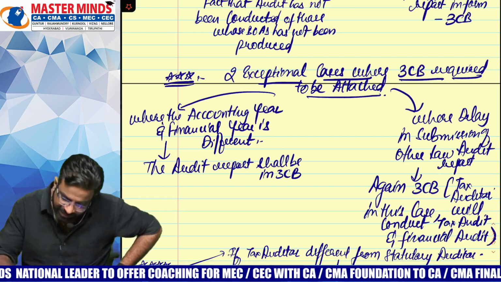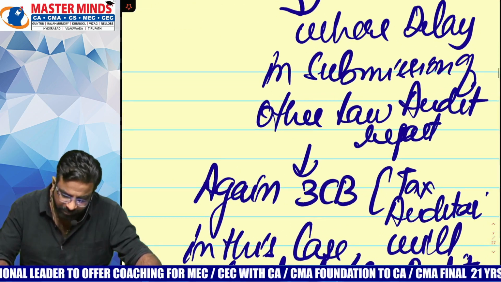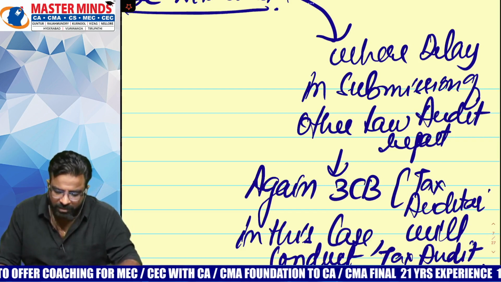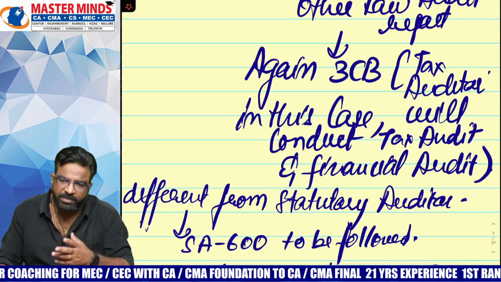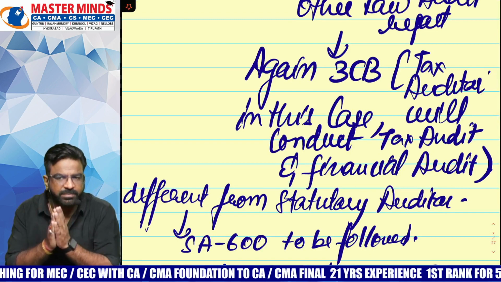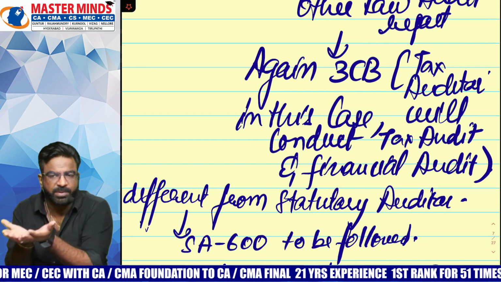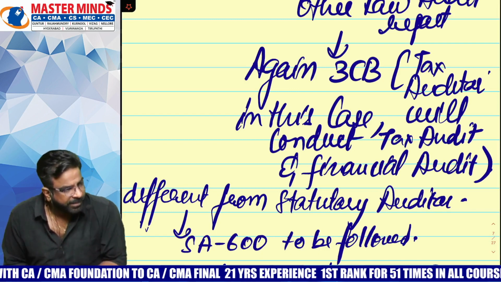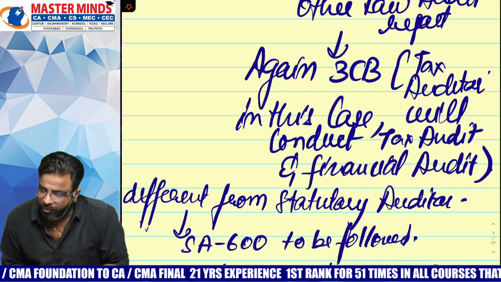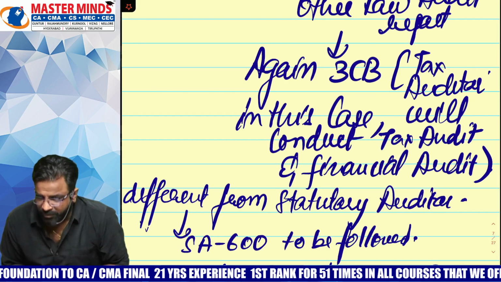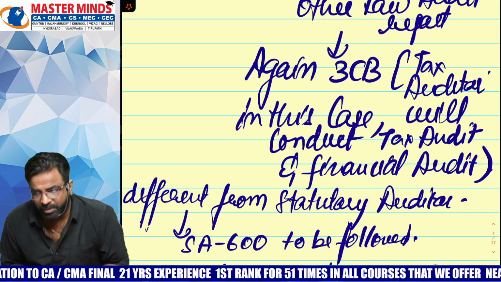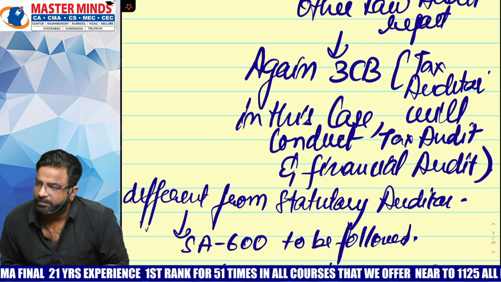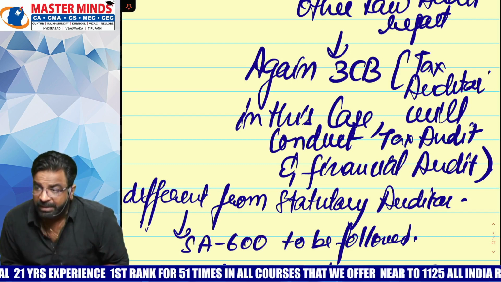अच्छा, एक और rule बताता हूँ. ये पढ़ो rule. With the delay in submission of what? Other law report. Again what? 3CB. Now there is no problem of financial year. Unfortunately, 30th September is about to come, but statutory audit is not done. अब क्या करें? No need to wait for what? Statutory audit. You only do the tax audit to an extent possible. Again, instead of 3CA, give what? 3CB.